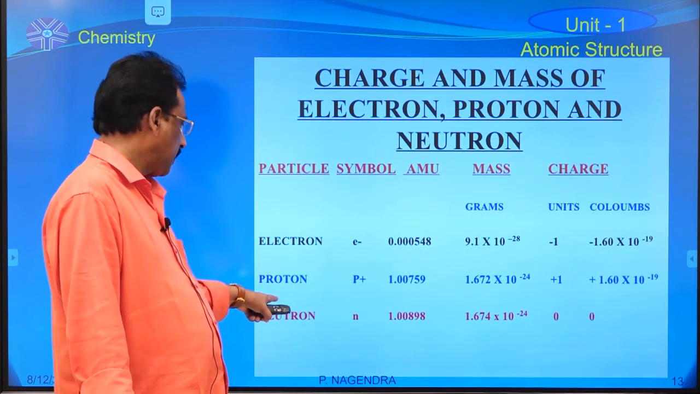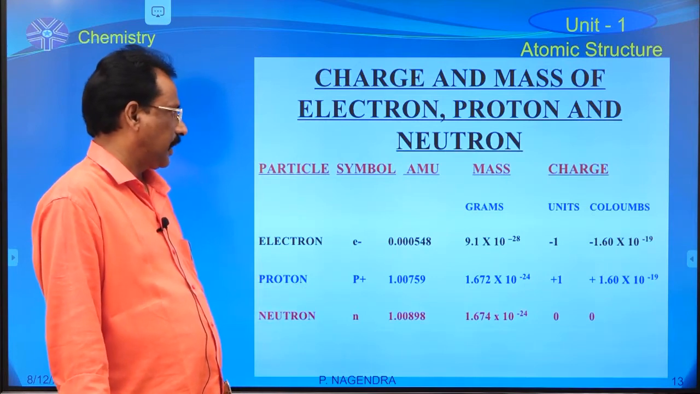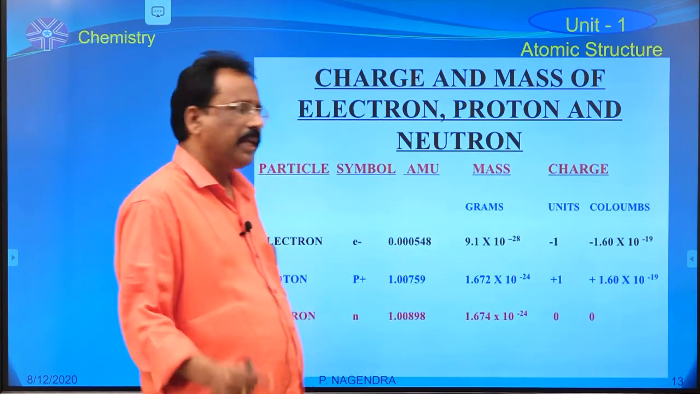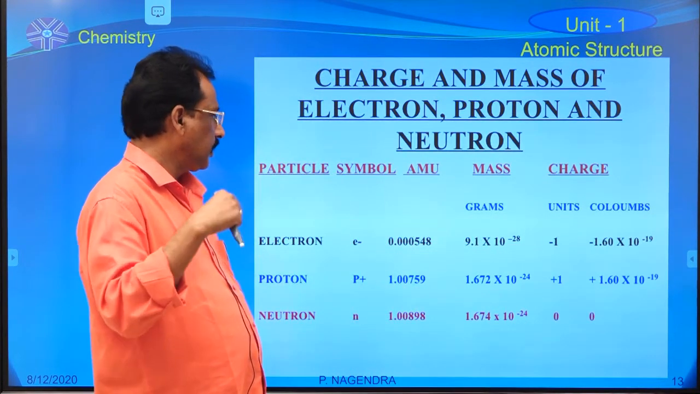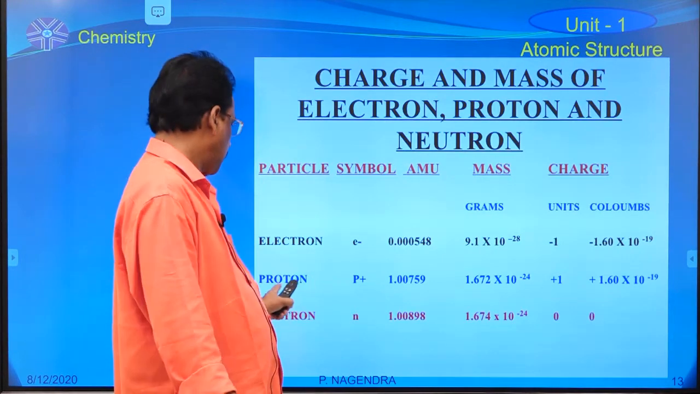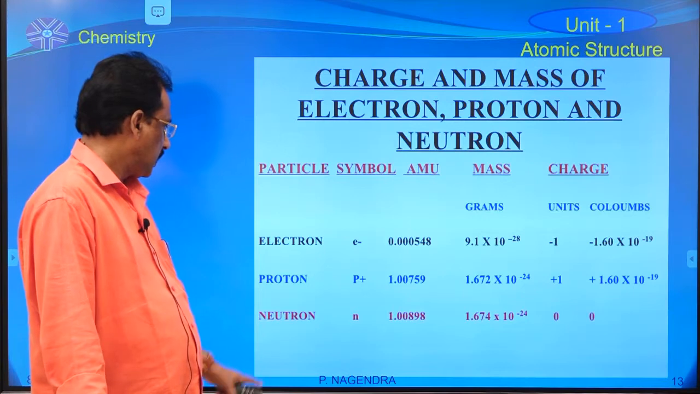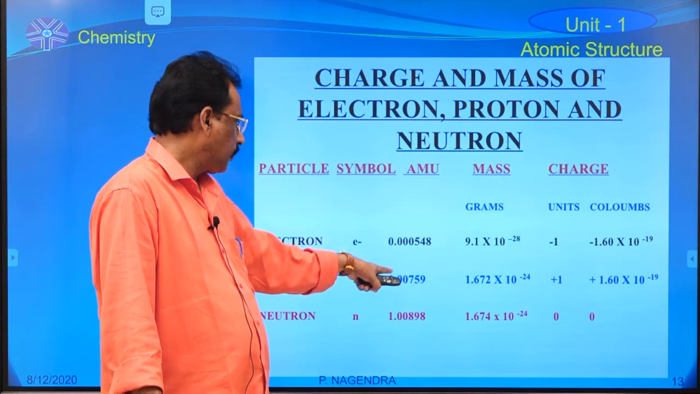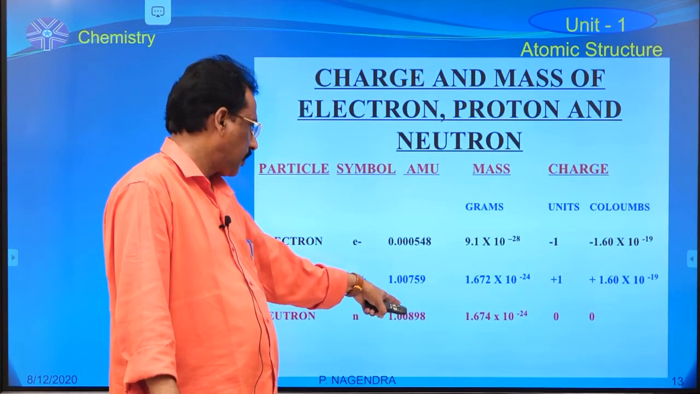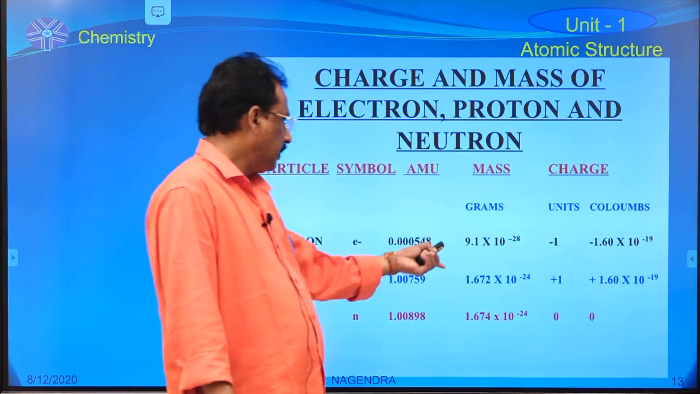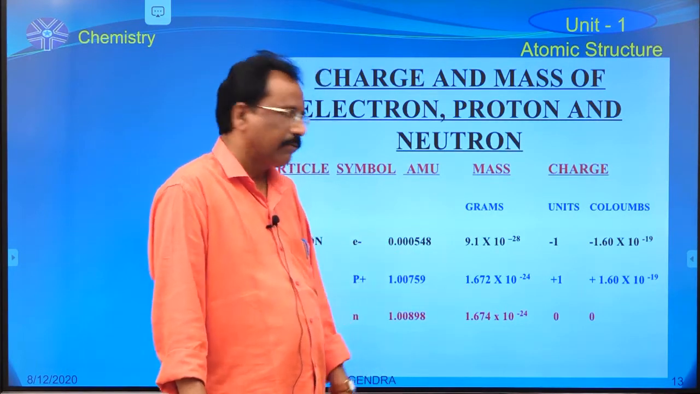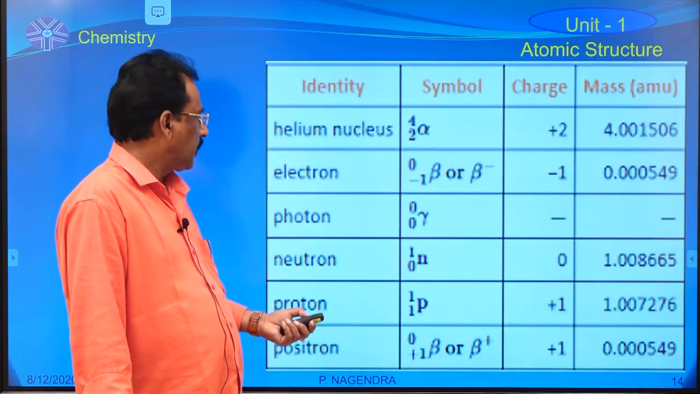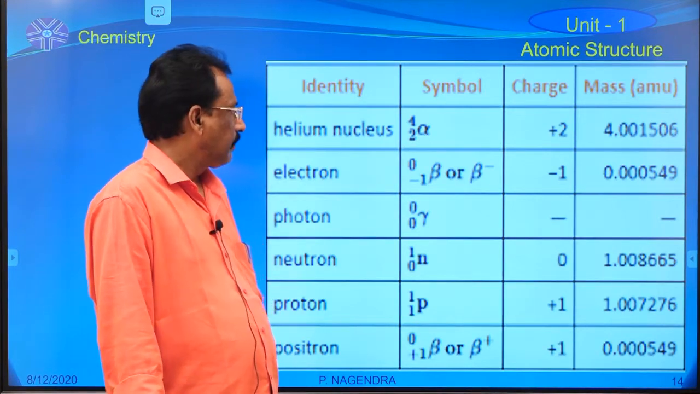And a very important point is the neutron is a neutrally charged particle. That's why its charge is 0, and the e by m value is also 0. So 0 by anything is equal to 0. Another important point is the neutron mass is slightly more than the proton mass. See here, 1.00759 for the proton, 1.00866 for the neutron. In the form of grams, proton is 1.672 into 10 power minus 24 grams, and in the case of neutron, its value is 1.675 into 10 power minus 24 grams.